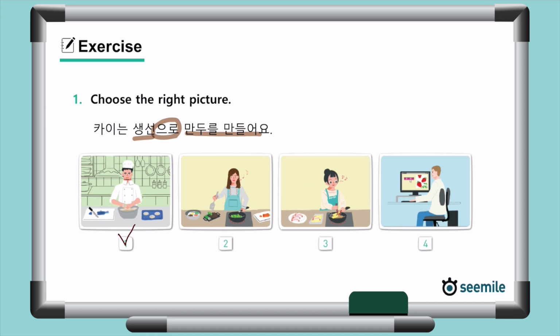Can you tell me in Korean what's going on in picture number 3? Yes, 히토미가 새우로 튀김을 만들어요. Good job!